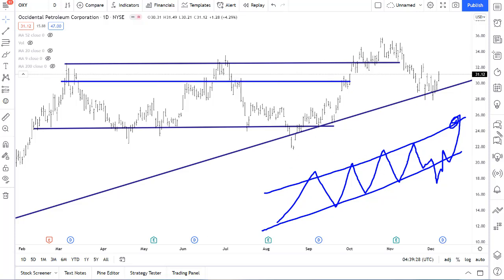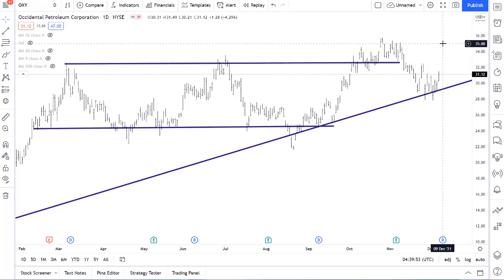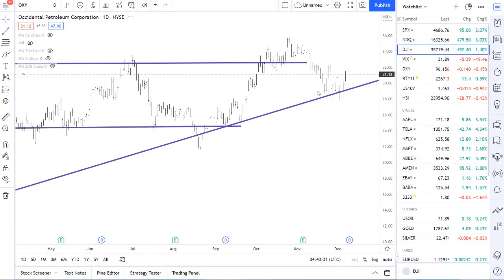Instead of it sideways, we're going up. So that's how you qualify a false breakout. And if it is a false breakout, you now know where it's likely to run to. Run with it, guys. Make a whole bunch of mola from it.